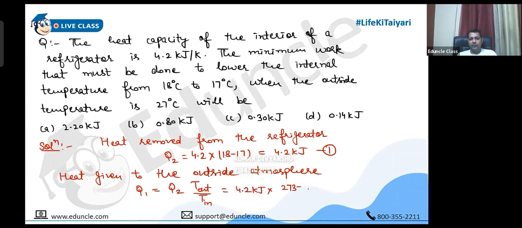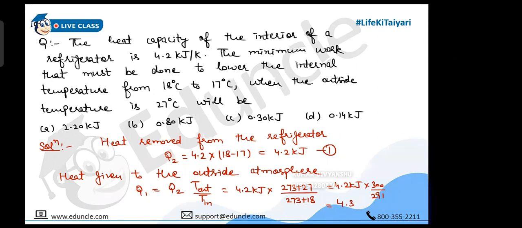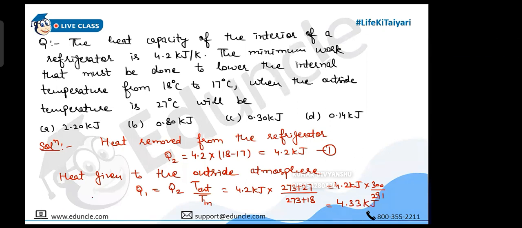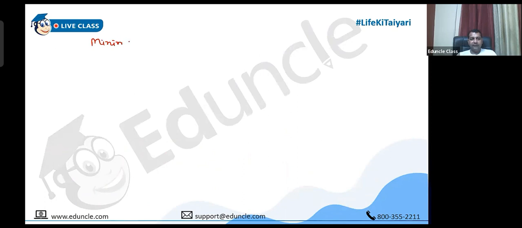T out is 27, and now it should be in Kelvin. It was 18. So 4.2 kilojoule, 300 by 291. How much? This will be a little bit greater than 4.2. 4.329. So can I write 4.33? So minimum work done. This is the minimum work.